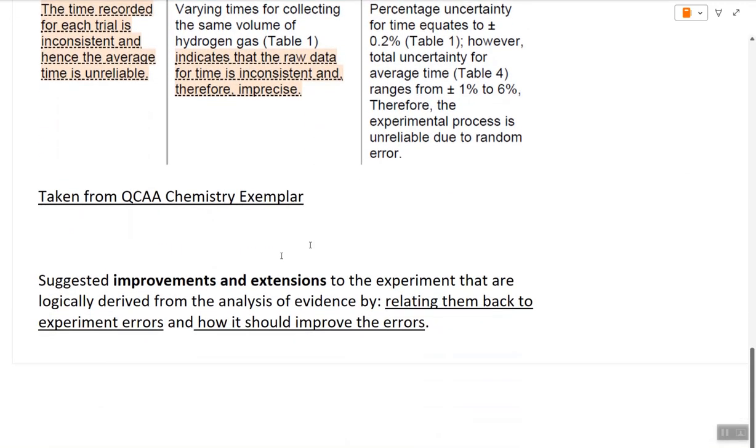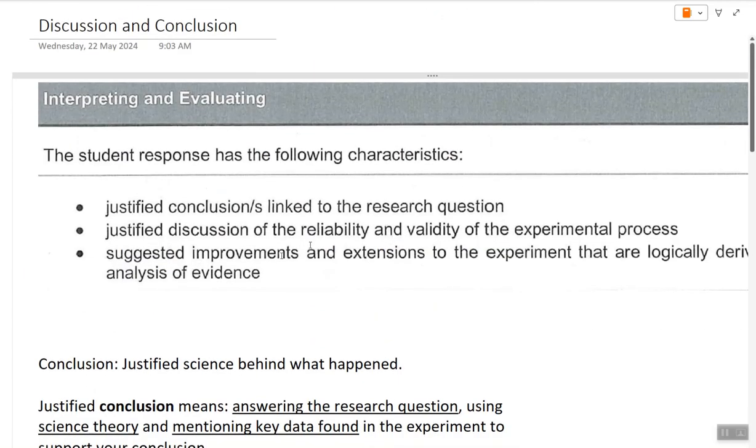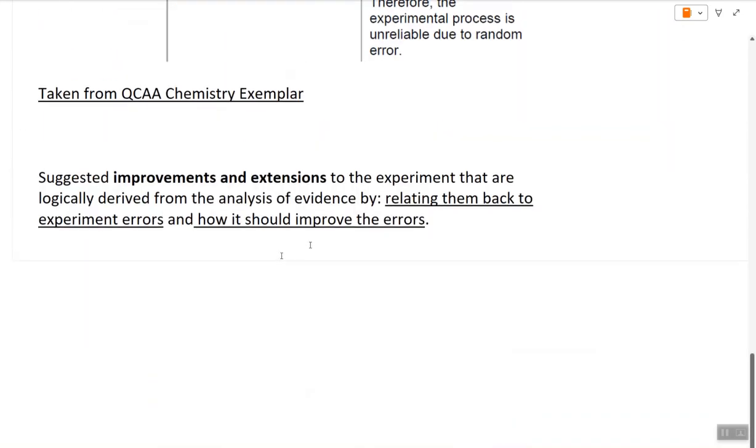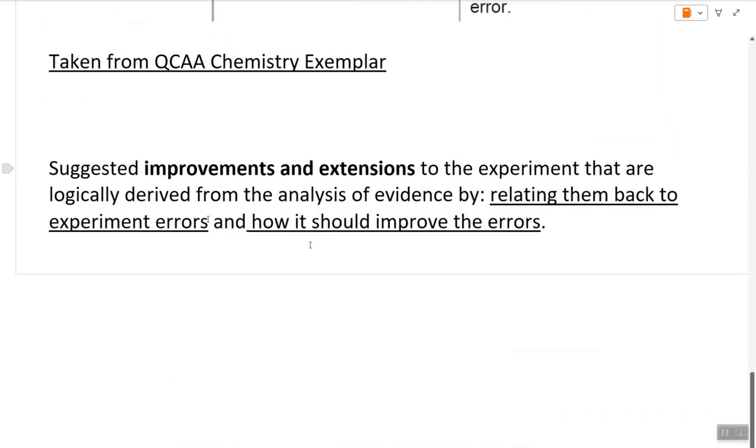Last thing is suggested improvements and extensions. So the third dot point, suggested improvements and extensions to the experiment are logically derived from the analysis. So you need to think of an improvement. I would say at least 2 improvements, 2 extensions that are logically derived from the analysis. So what errors were there? What was your systematic errors? What was your random errors? How could you improve these systematic random errors by improving the experiment or extending the experiment?